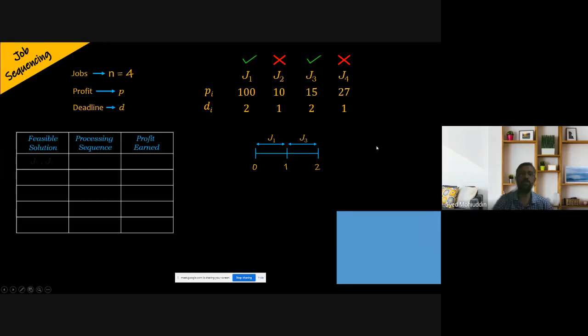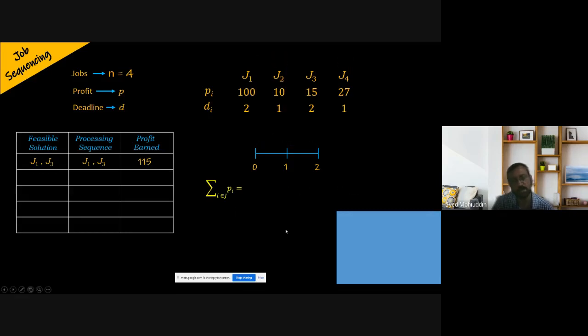So what is the feasible solution? Job 1 and job 3. And what is the sequence of processing? First job 1 is processed, then job 3 is processed. How much profit is earned? Profit is the summation of the profits of the jobs in the feasible solution J, which are J1 and J3. J1 is 100 profit plus J3's profit is 15, which gives us 115 as the profit.